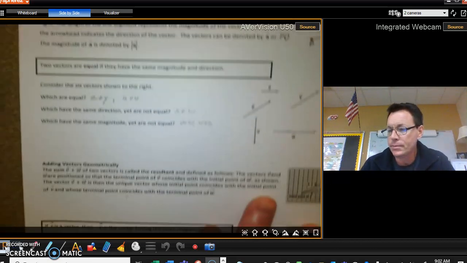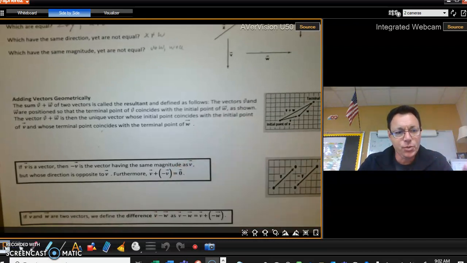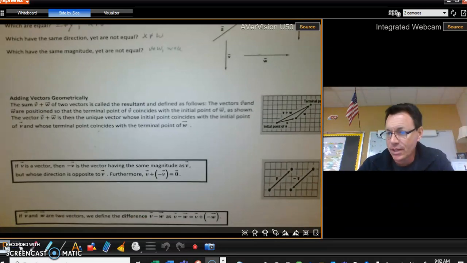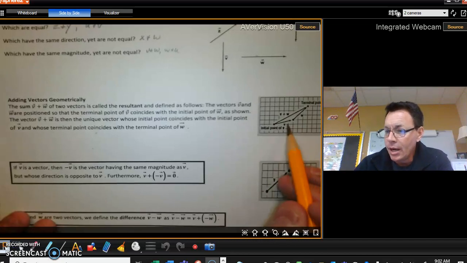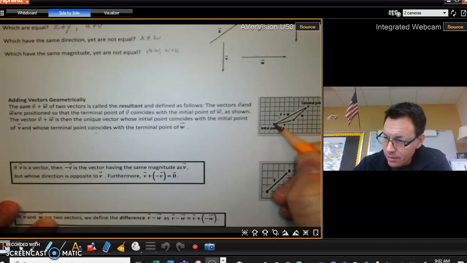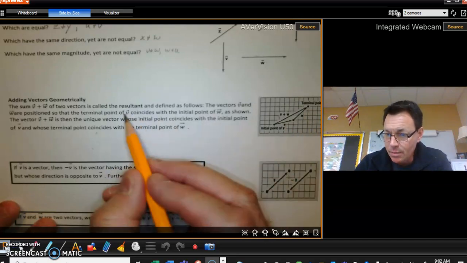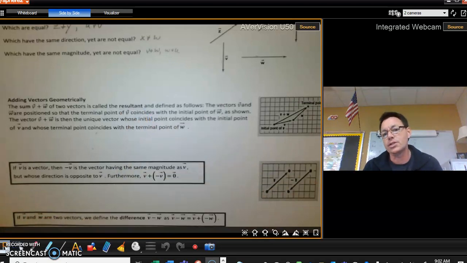All right. We are going to look at adding vectors. We're going to add, we're going to subtract, and we're going to do a little bit of multiplying today. So first off, adding vectors geometrically. I have 2 vectors here. This is vector V and this is vector W. And this vector right here is the result of adding V and W together. That has a special name. It's called the resultant. It's just what you get when you add these 2 vectors together.